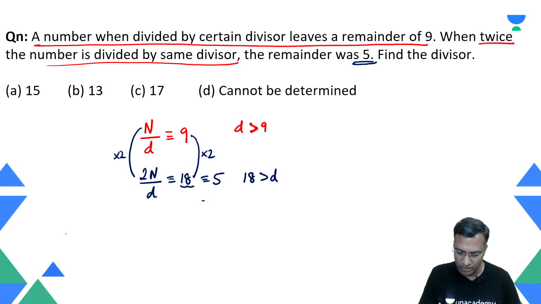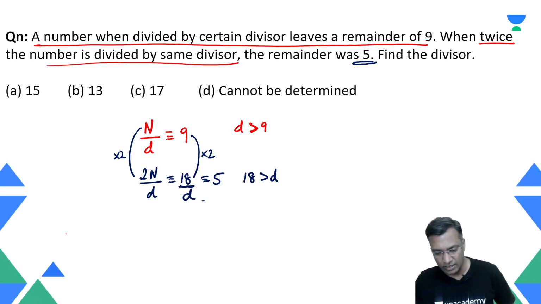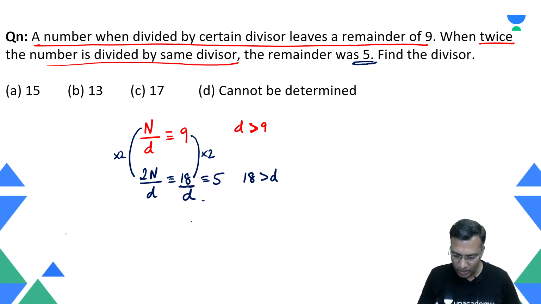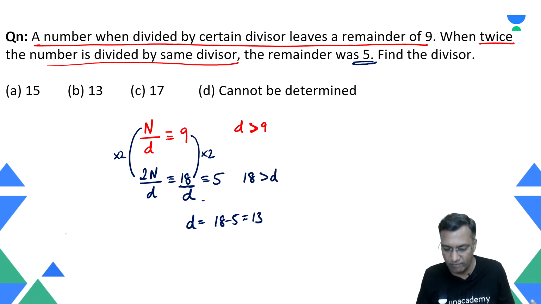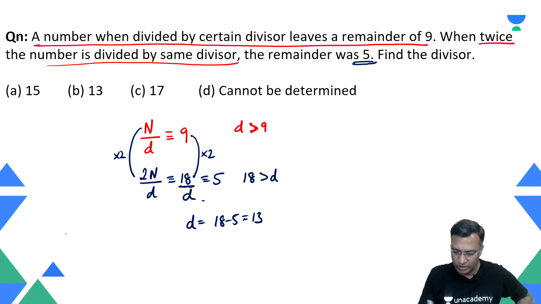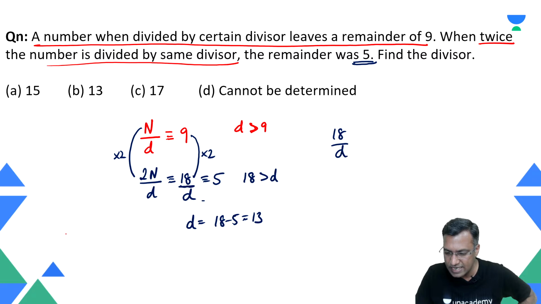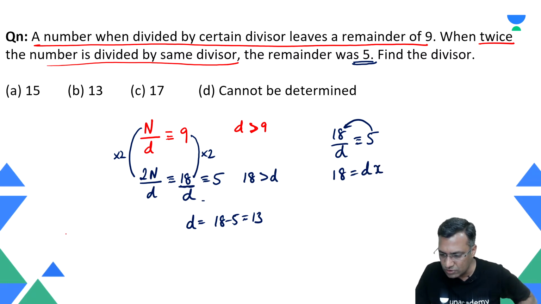In that case, what would you have done? You would have looked at this 18 and divided it by the divisor to get 5 as the remainder. Good. So what can be one of the values of the divisor? One of the values of the divisor is 18 minus 5, which is equal to 13. Look at this: 18 when divided by d, the remainder has to be 5. If you want to write it mathematically, 18 is equal to d times x plus 5.